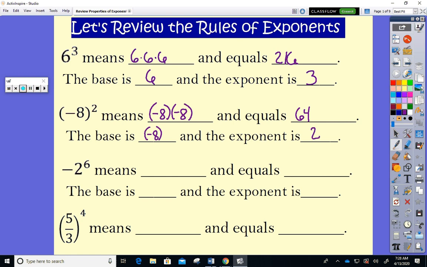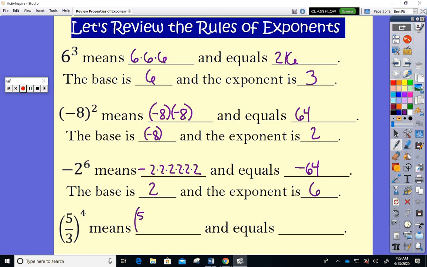But when you look at the next problem, this means negative, and then it's 2 times 2 times 2 times 2 times 2 times 2, where you use 2 as the base 6 times. Okay? So the negative is not in parentheses, so it is not actually part of what's raised to the exponent of 6. So 2 to the 6th is 64, and then you multiply that by a negative. Okay?